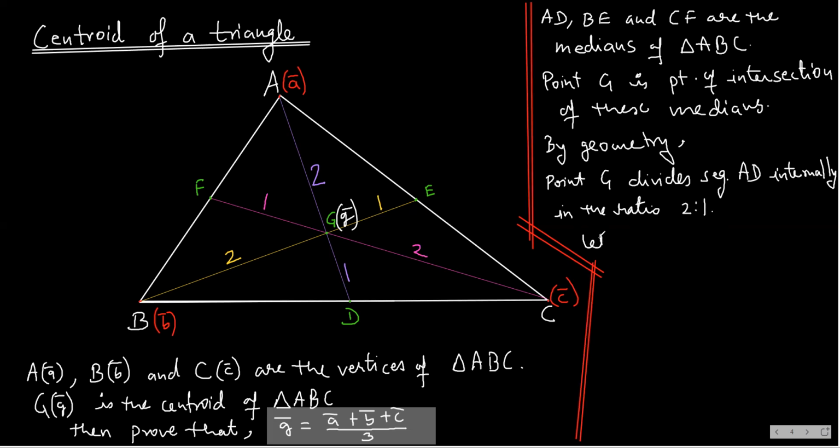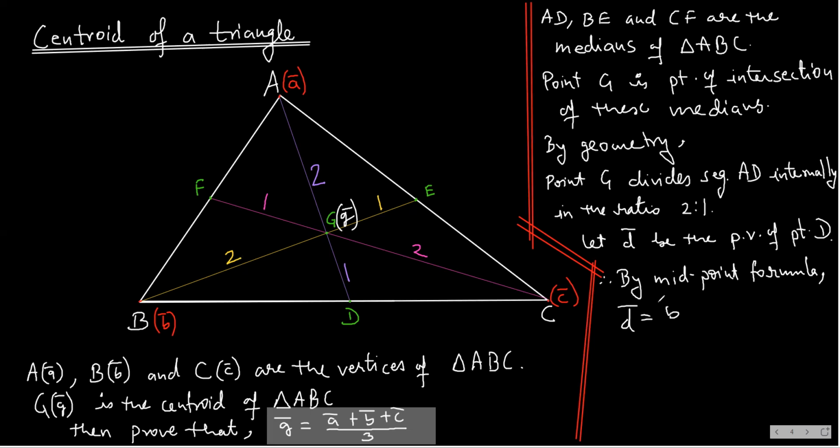Okay, I write here, let D bar be the position vector of point D. Therefore, by midpoint formula, see, first I will apply the midpoint formula. Point D is the midpoint of segment BC. So what is D bar equal to? D bar will be equal to B bar plus C bar upon 2. Just now we did the midpoint formula. So I have got D bar: the position vector of point D is B bar plus C bar upon 2.